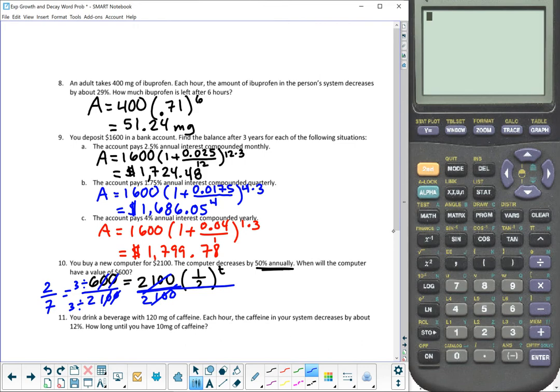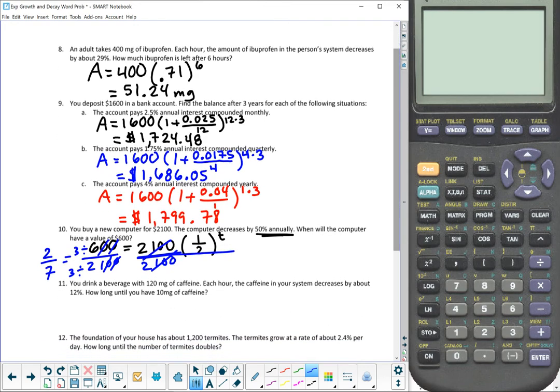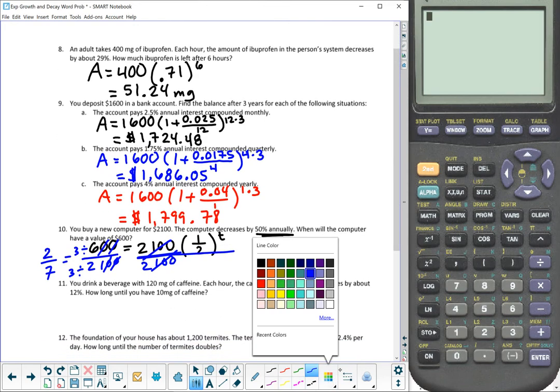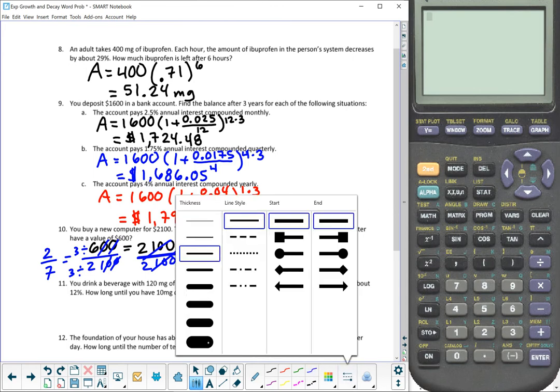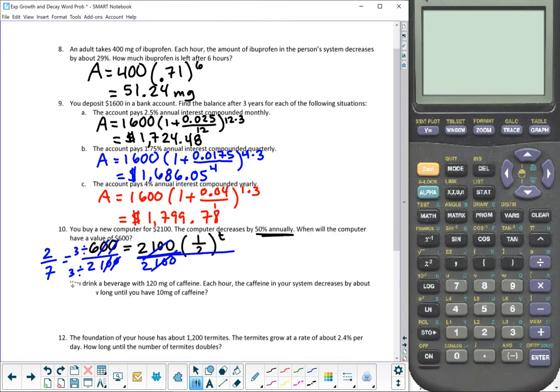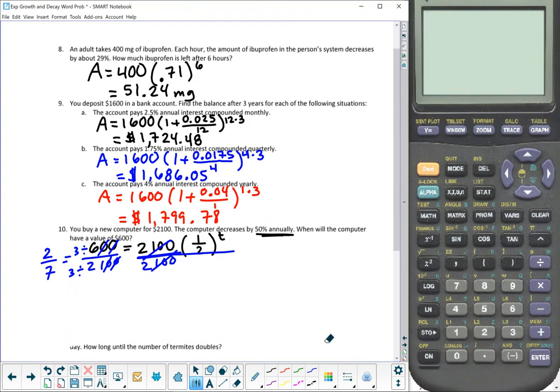Okay, so I'm going to actually move this down a little bit. Okay, and I'm going to make a little space right here. So I need a little extra space. And I'll come back to that later. Okay, and maybe down here too. Okay, so my new equation is 2/7 equals (1/2) to the t power. Okay, and it looks like this.